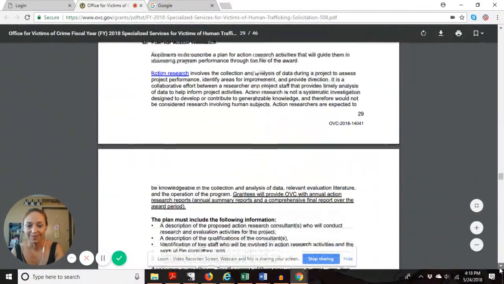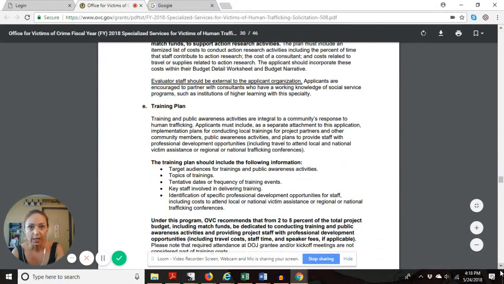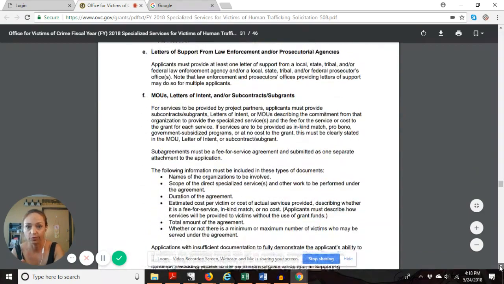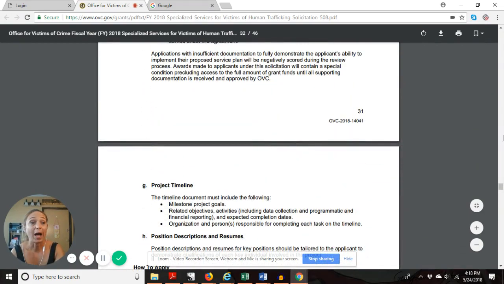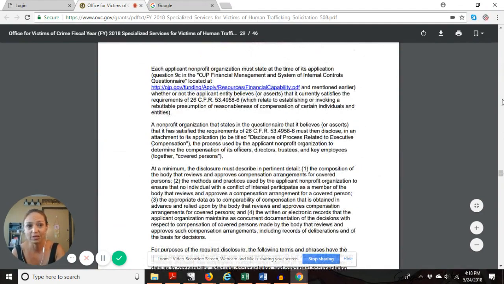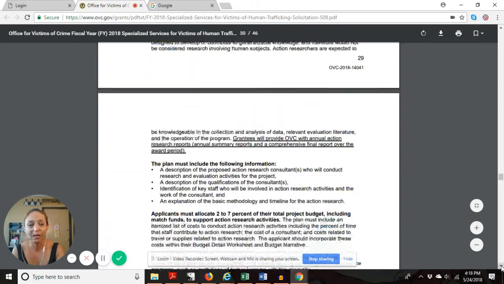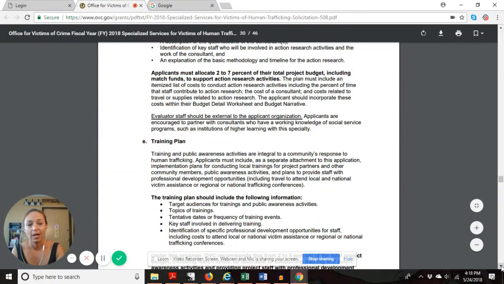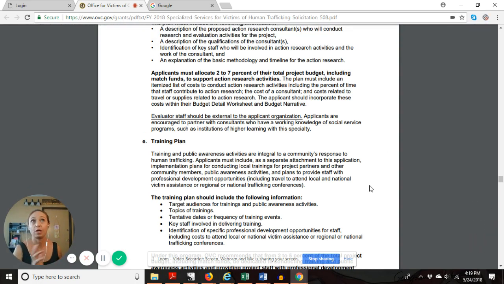All right, but the last thing, and this is interesting, they're giving you the training plans, everything they need. They're giving you details on this, and I love this FOA, it's a really good FOA. Even their MOUs, you have to include certain things in MOUs. You can't just have 2 people sign it. They're telling you exactly what to put in it. So they're giving you the outlines for everything. And like I said, here they're telling you, you must allocate 2 to 7% of your total budget towards this research activity. And they're going to tell you how much of your budget.